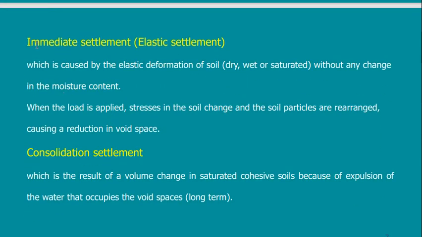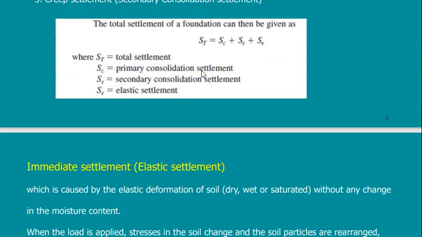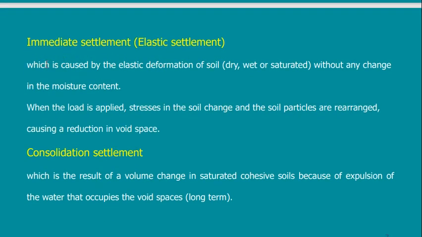We'll study the immediate settlement. By the way, primary consolidation settlement and secondary consolidation settlement will be studied in the next lecture, because the next lecture is dedicated to consolidation. But now we are going to concentrate on the elastic settlement or the immediate settlement. So immediate settlement is caused by the elastic deformation of the soil. Dry, wet, or saturated, it's not important. Here water is not important.